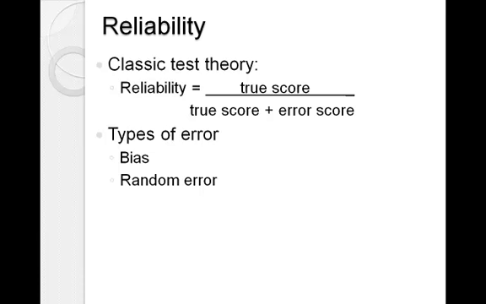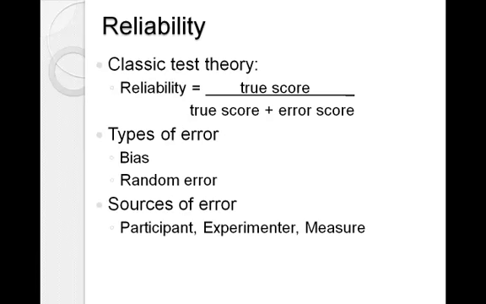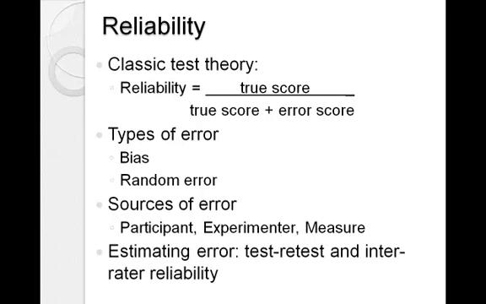Okay. So where does this error come from? Typically three places: from the participant, from the experimenter, and then from the measure itself. Okay, and we'll talk about each of those. But also, I want to say that fortunately, we do have some tools for estimating the amount of error. Statistical procedures developed to help us estimate the amount of error that may be distorting true scores.